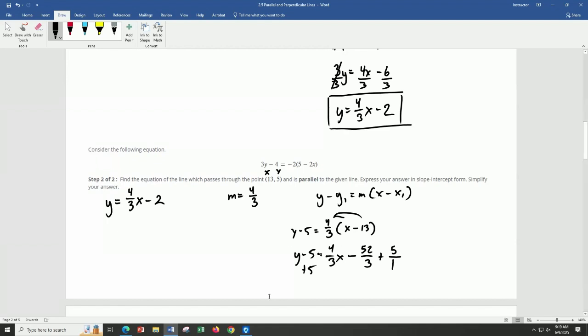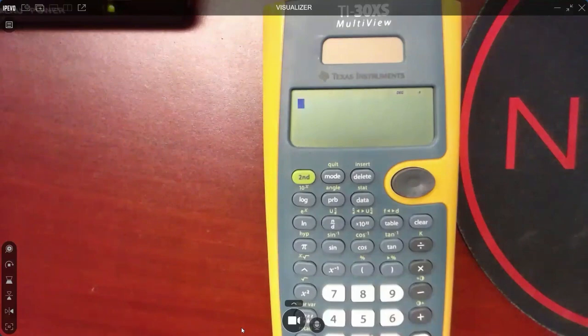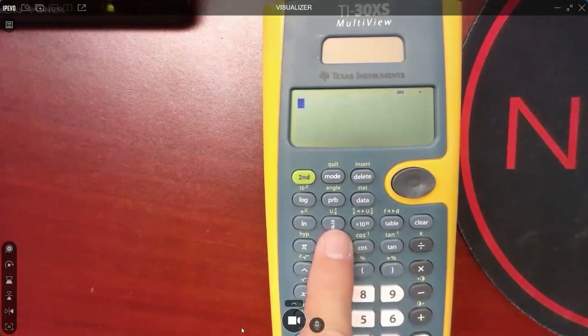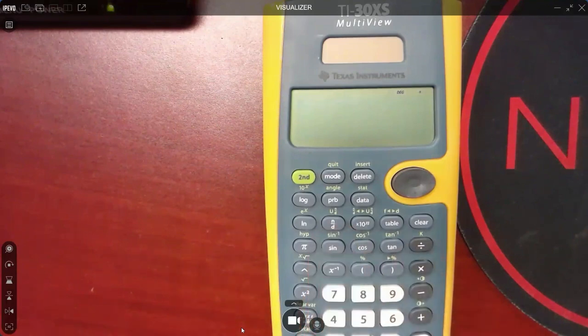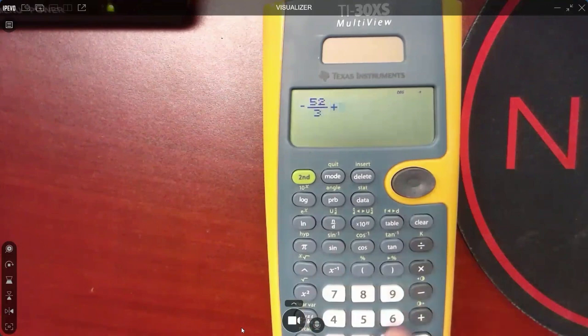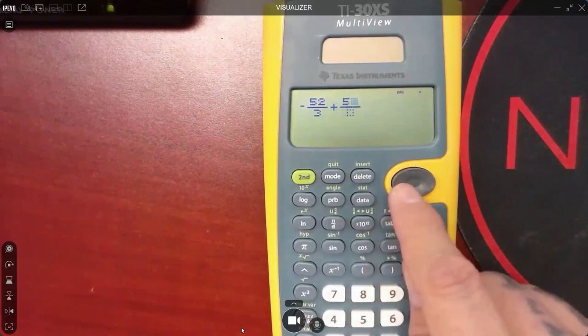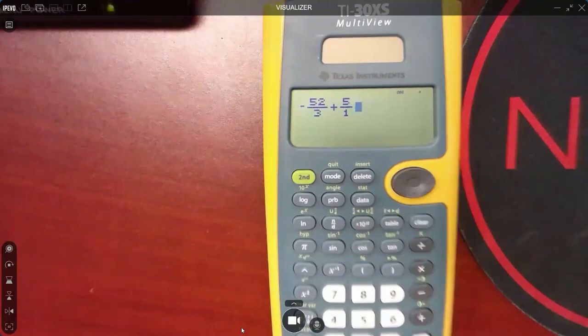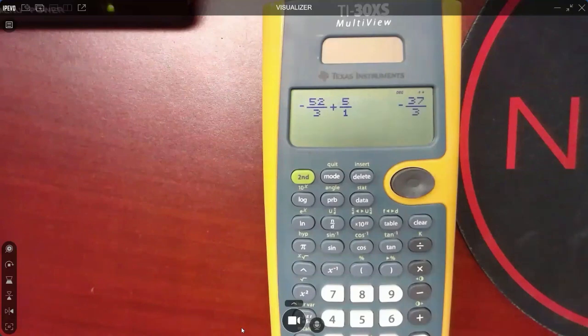Well, here's what's nice. My numbers here are going to look like this. Now that was a negative 52/3. Look at this little button right there. For some of you who didn't know. Well, watch this. I'm going to go ahead and put my negative in there. 52/3 plus, it again, 5/1. I'm not trying to find a common denominator. Why would I do that? When the calculator will do it for me.